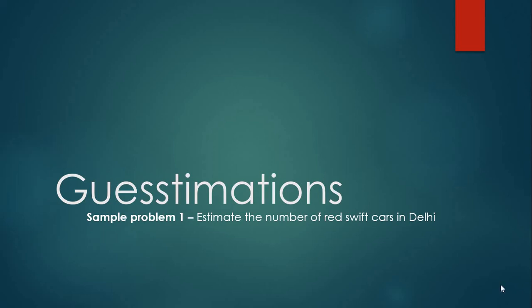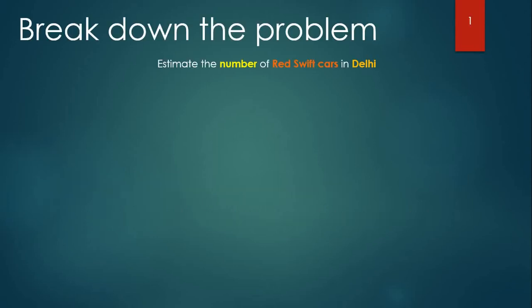Hello guys, welcome to the second class in the tutorial series of guesstimations. In this class we'll be talking about a very common guesstimation problem, which is to estimate the number of red Swift cars in the city of Delhi. So without any further ado, let's start solving this problem.